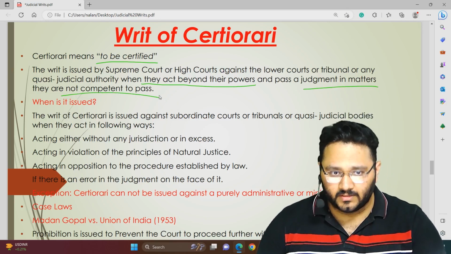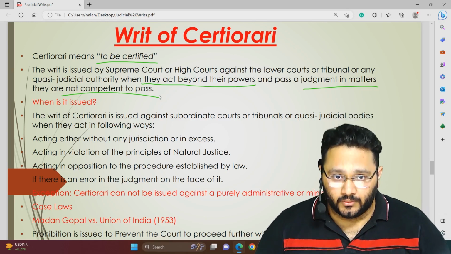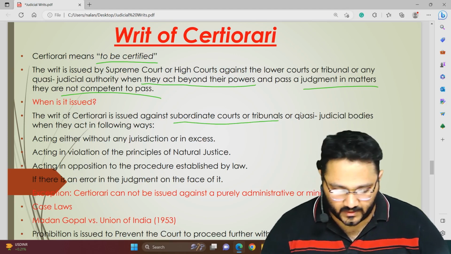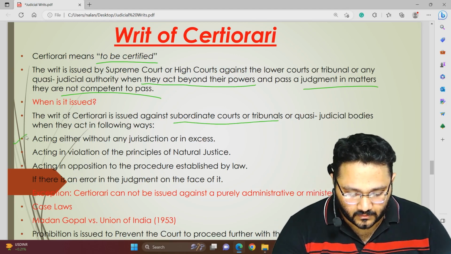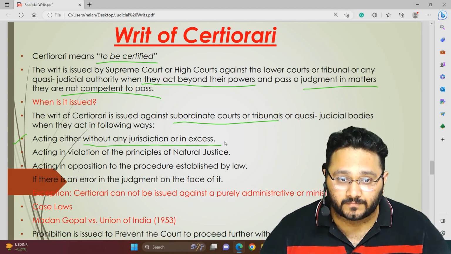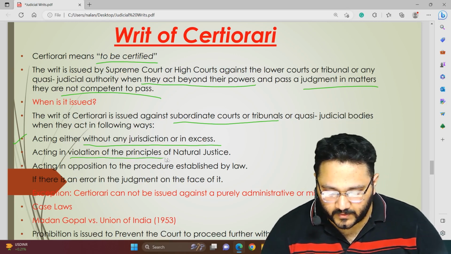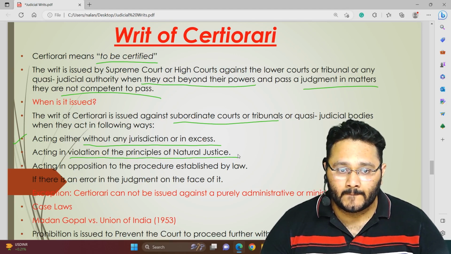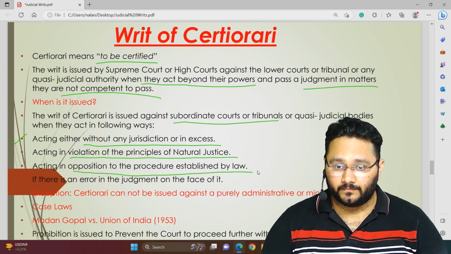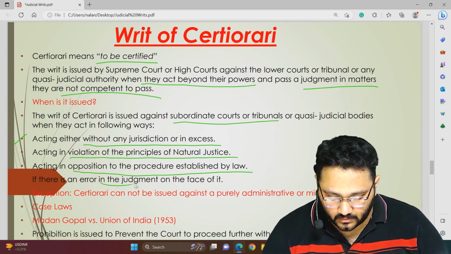It is similar to prohibition, with a slight difference. When the writ of certiorari is issued, it is issued against subordinate courts or tribunals, right? When? When they act without any jurisdiction or in excess of jurisdiction. Similar to prohibition. When they act in violation of the principle of natural justice, acting in opposition to the procedure established by law, or if there is any error in the judgment or on the face of it.